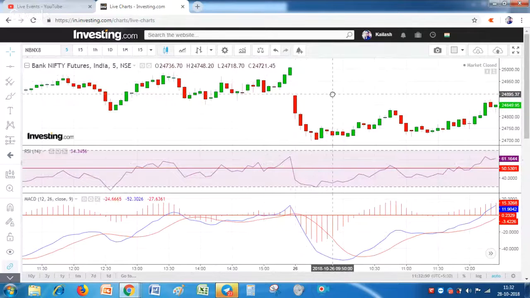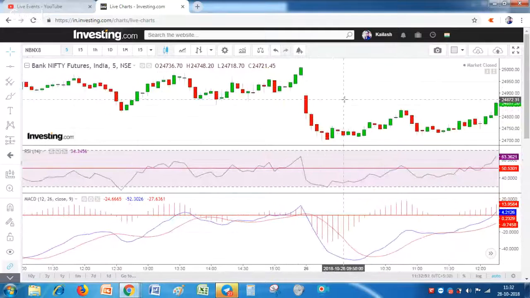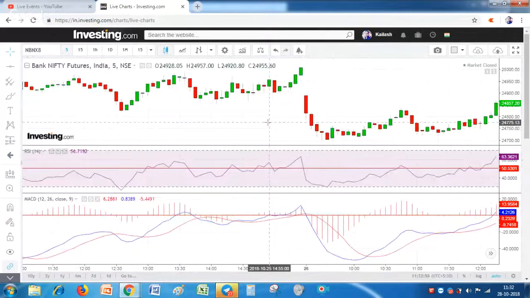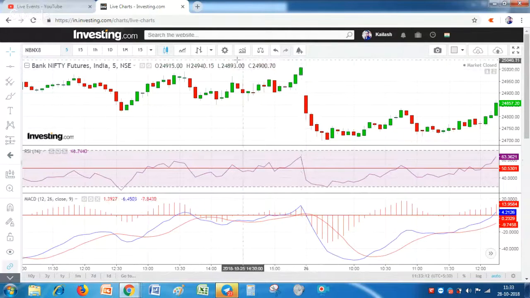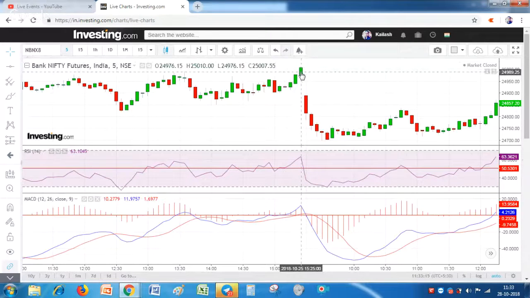So you could see, in Bank Nifty, actually this is Bank Nifty. See, previous day, I'm telling about the 25th. On the 25th, Bank Nifty closed at this level of 25,005 or so. Yes, you could see the closing candle at this level. I will keep my cursor here, so you could see its closing was at 25,007. This is Bank Nifty future.